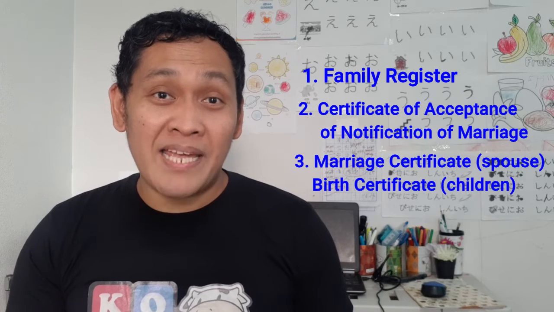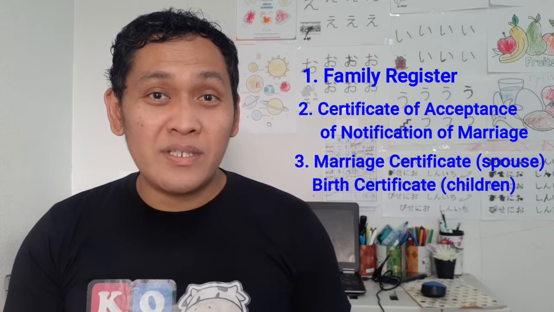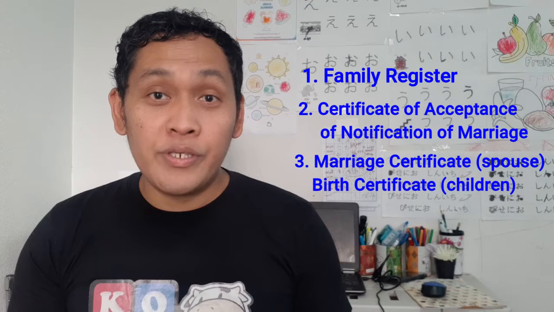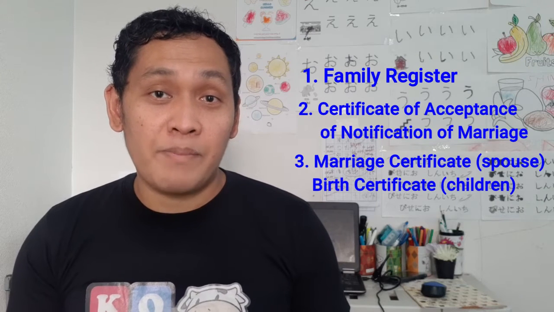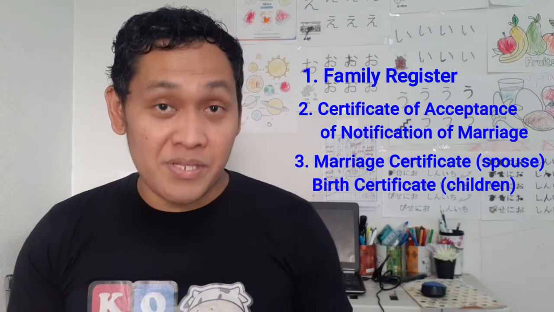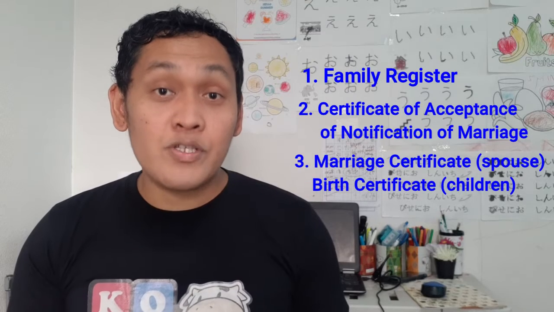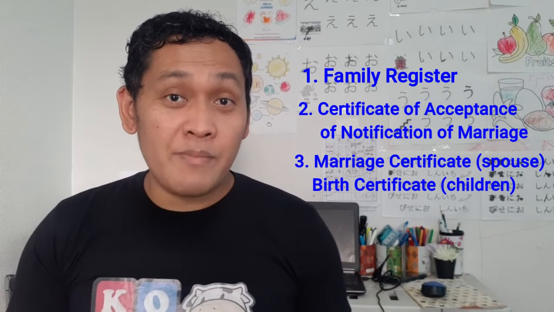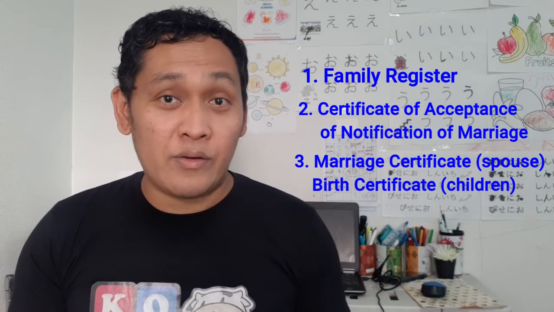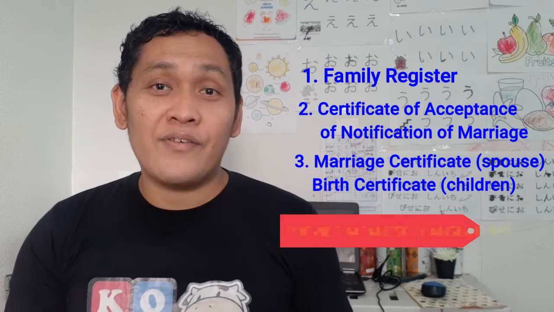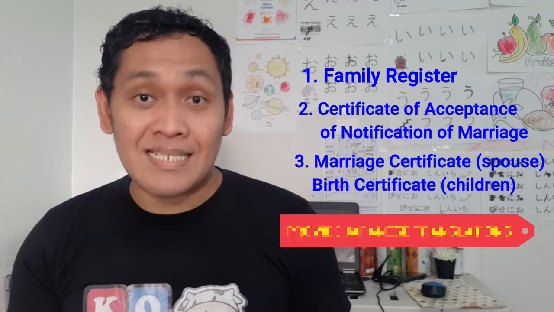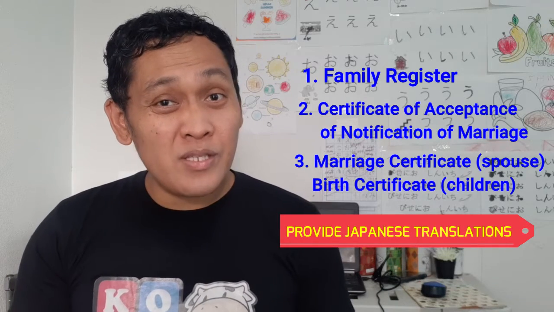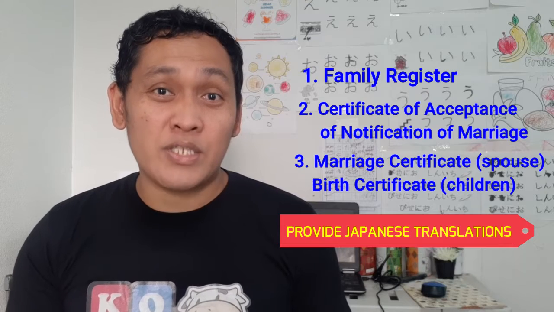Remember that when you are applying for your spouse, you only need a copy of your marriage contract. You don't need to submit a copy of your spouse's birth certificate. But for your child, you have to submit a copy of the birth certificate. If these documents are in English or in any other languages, make sure that you have a Japanese translation of these documents. You don't need to have it translated by a professional translator.